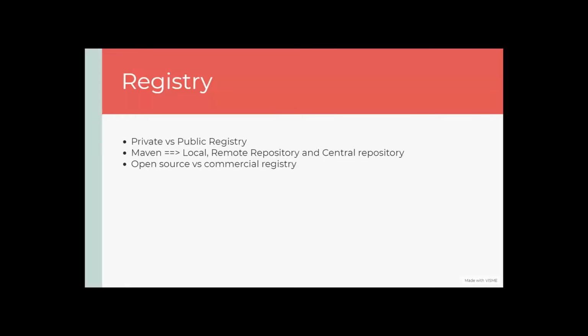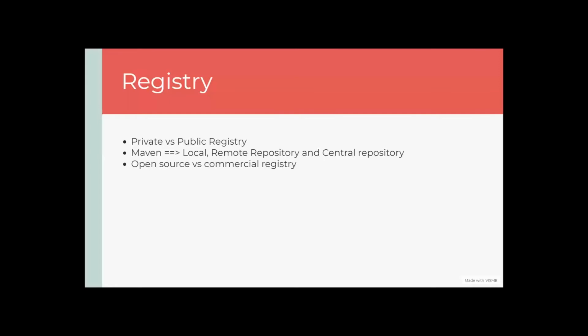Okay, so for setting up the private registry, they can go with many solutions, like Azure Artifacts or JFrog or Nexus. So you can generally understand that there are two things, private and public. And in the public one, all the third party or open source libraries will be there, and there they will be published.